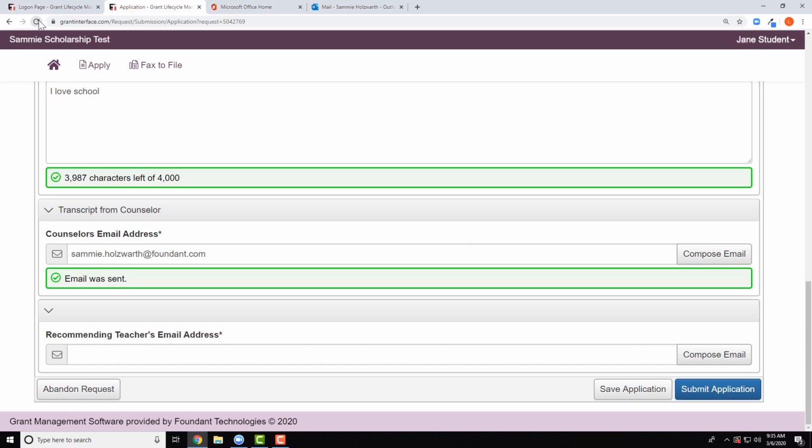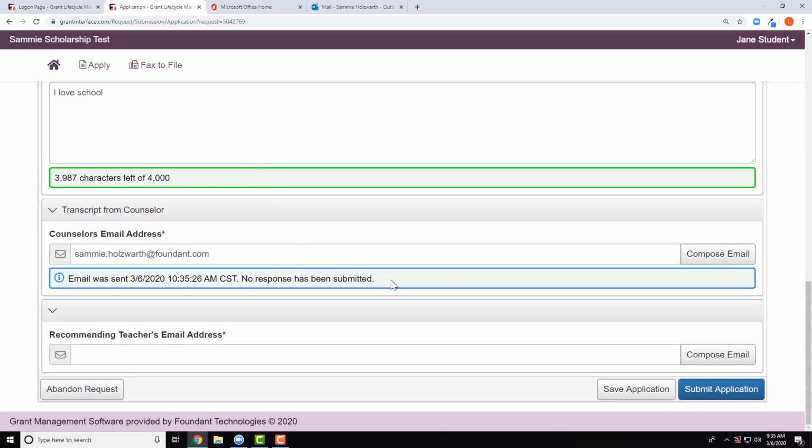It is important for the student to be able to keep track of that, and they're going to be able to see when they sent the request to their third party and if it has or has not been completed. This will allow the student to work with their third-party recommender to meet your deadlines.